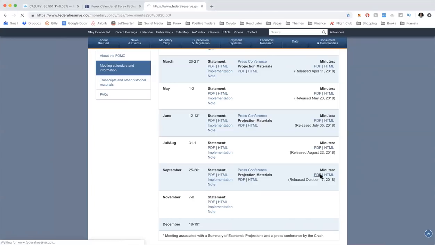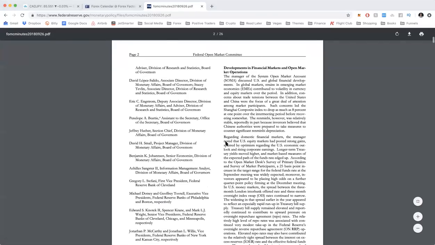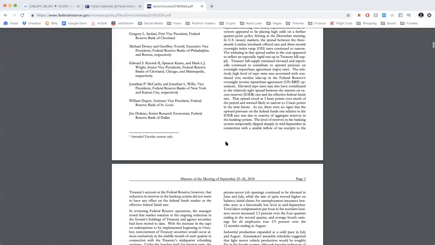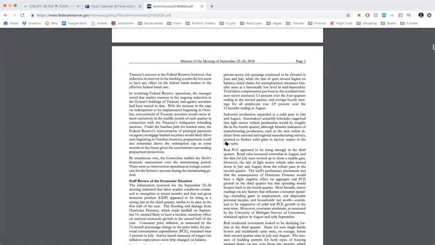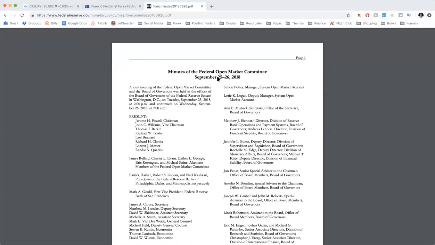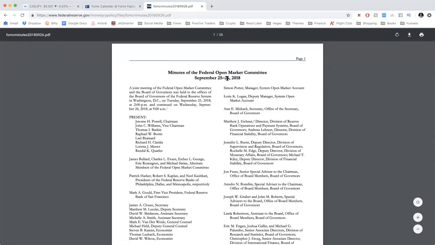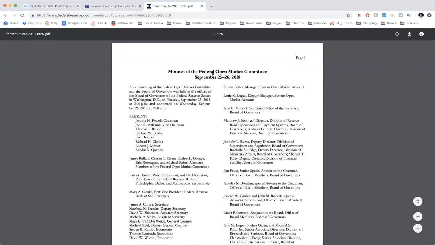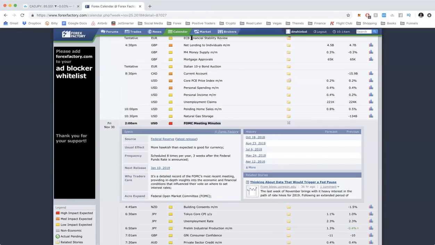Now you can see here's the previous meeting minutes. It's not necessarily word for word. It's a synopsis. It's like a very well articulated article synopsis of the meeting. So you can see right here, minutes of the Federal Open Market Committee from September 25th to 26th. So this was the minutes for that meeting. So you can see, oh, I did not mean to close it out, guys.